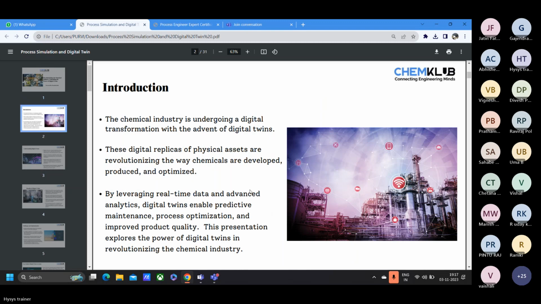So first of all, each and every chemical industry nowadays is going through a digital transformation with the help of digital twins. So what are digital twins basically? These are exact replicas of the physical processes that are taking place in the field. And these are a revolution, meaning they are changing the dynamics of how chemical industries produce and optimize their process parts. By leveraging real-time data, followed by advanced data science and analytical tools, digital twins are helping in countless opportunities in the chemical industries.